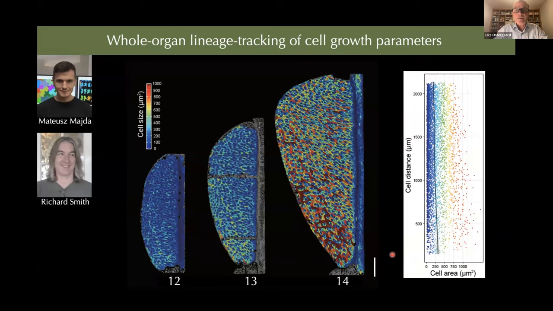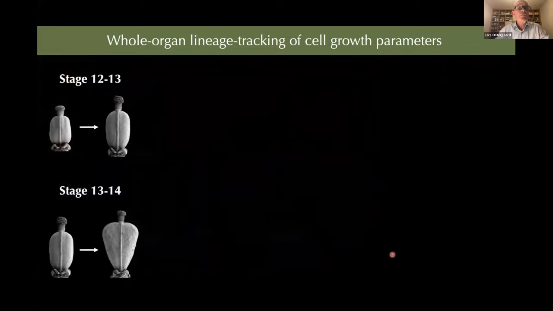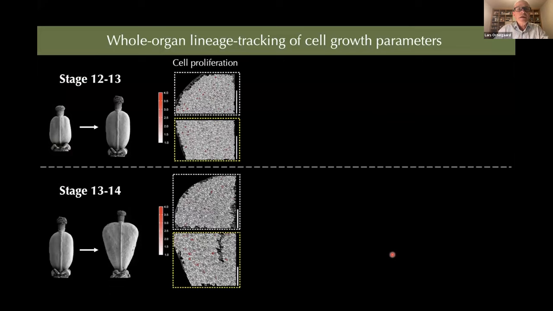But we can get much more information from this about the dynamics of the capsule growth. If we look at differences between stages 12 to 13 and stage 13 to 14, we can then follow specifically where cell proliferation occurs. And here I only included the top part and the basal part of these fruits, at the top and at the bottom as well. And here we can see that there are many cell divisions. These red dots are cells that are dividing throughout development, and there are more cell divisions occurring at the early stages here than at the late stages.